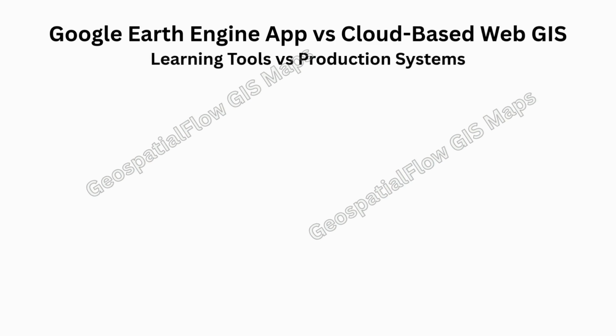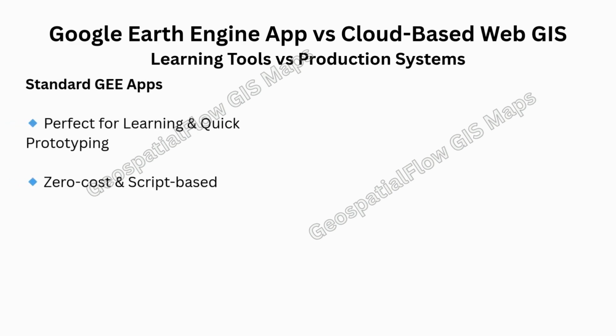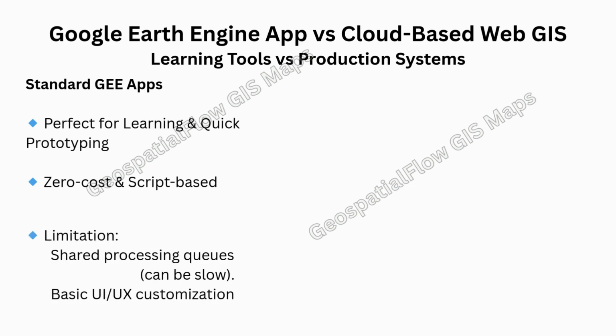Now let me explain the difference between normal Earth Engine applications and production level web applications. Normal Google Earth Engine apps are easy to build and completely free. They are excellent for learning, academic projects and small-scale analysis. However, they have limitations when many users try to access them at the same time. Customization is limited and long-term deployment is not always reliable.